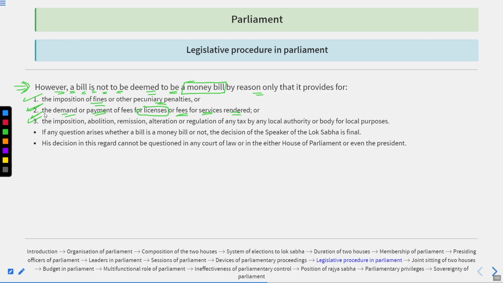Third, the imposition, abolition, remission, alteration or regulation of any tax by any local authority or body for local purposes would not be considered a money bill. Why? Because a money bill generally deals with the national level. It is the Union government in the case of Parliament, and in the case of the state legislature it deals with the state government. Local purposes and local things are not considered here because they are for some specific reason.